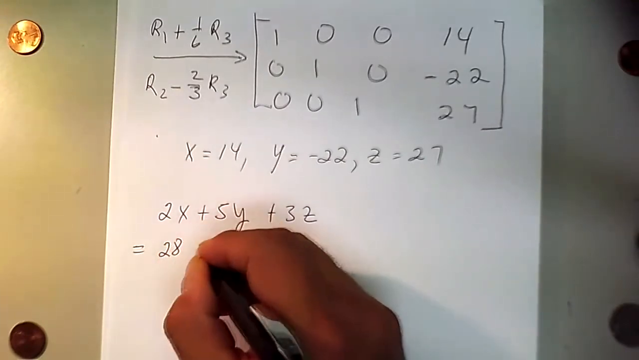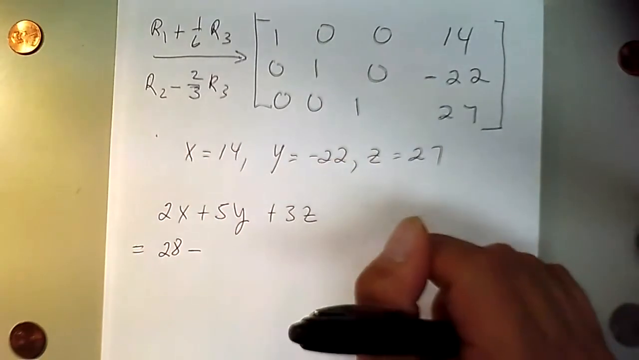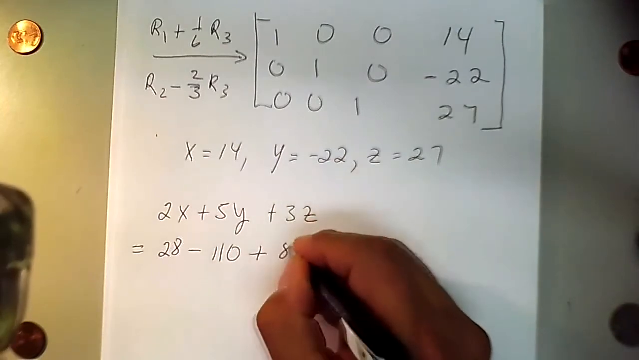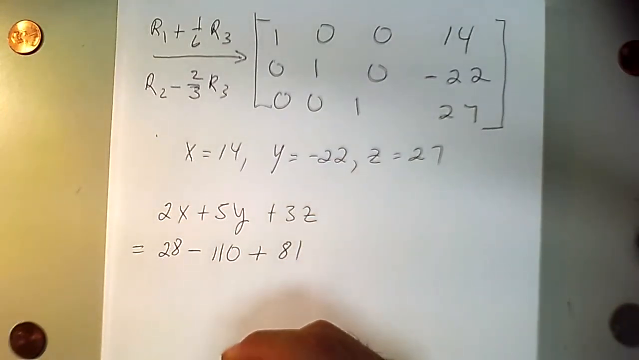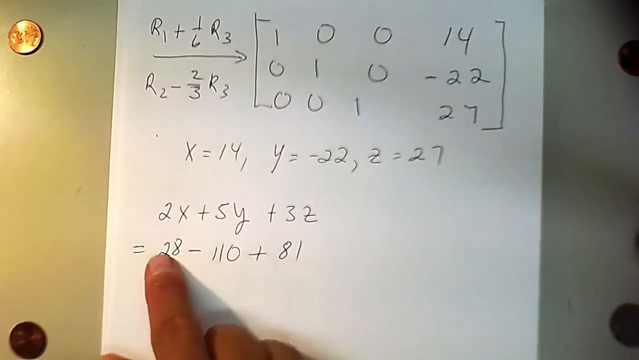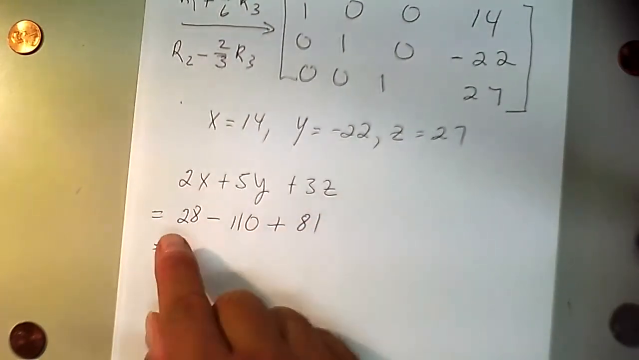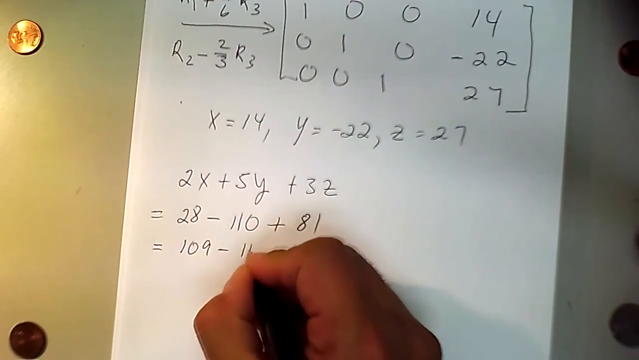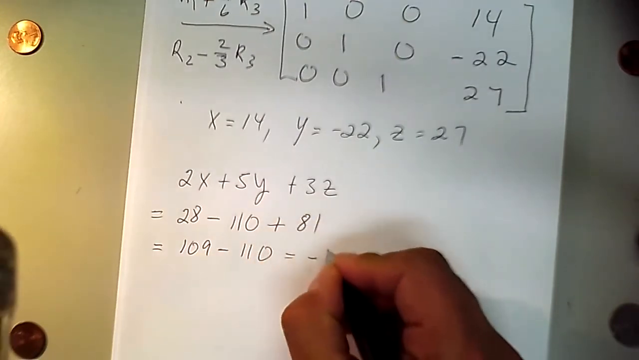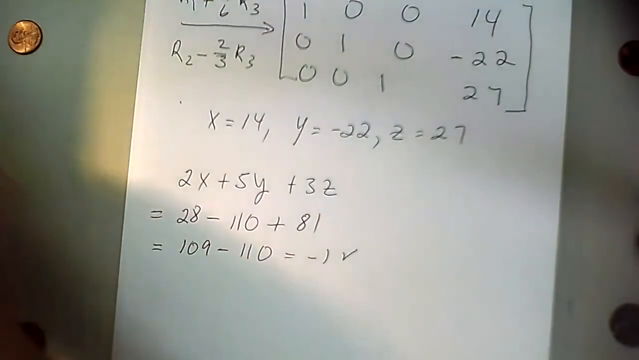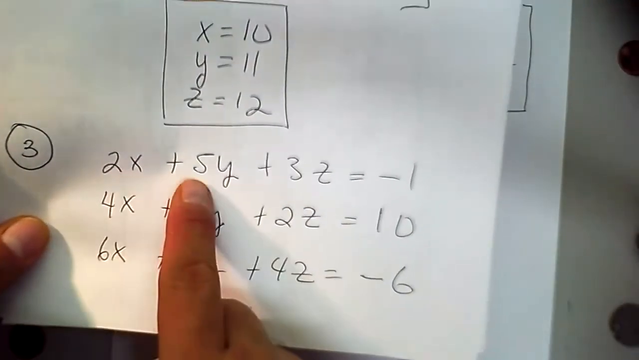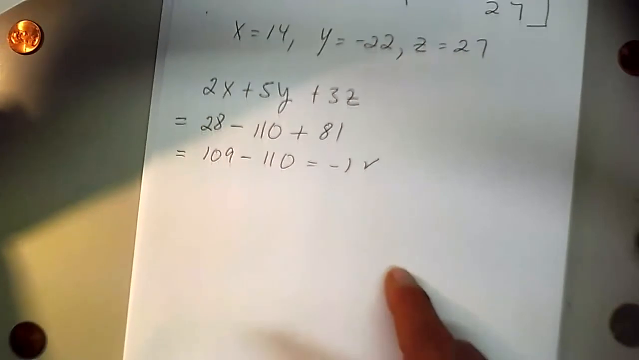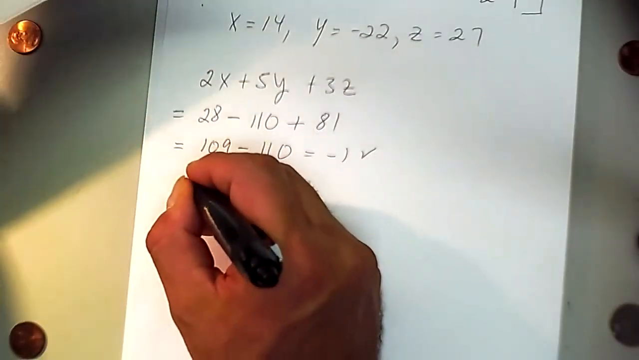If we plug those numbers in for x, y, and z respectively, we get 28 minus 22 times 5 is 110, plus 27 times 3 is 81. So the positive numbers added together are 109, minus 110. And sure enough, that is negative 1, as it's supposed to be, because in the original system of equations we have 2x plus 5y plus 3z should be negative 1. So the first equation checks. Let's see if the second equation does.